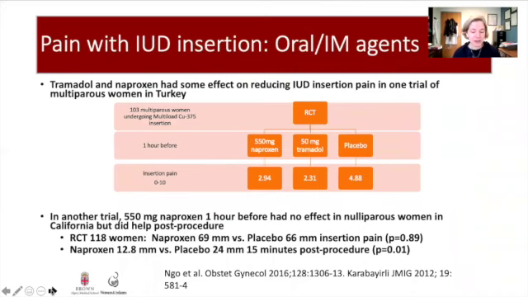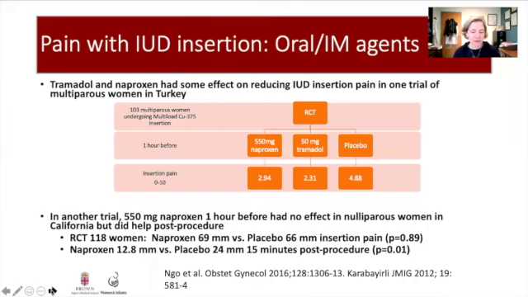Naproxen is another NSAID that has been studied for IUD insertion pain. In one randomized controlled trial from California, 550 milligrams of naproxen 1 hour before had no effect on IUD insertion pain among nulliparous women. However, it did help reduce pain post-procedure.